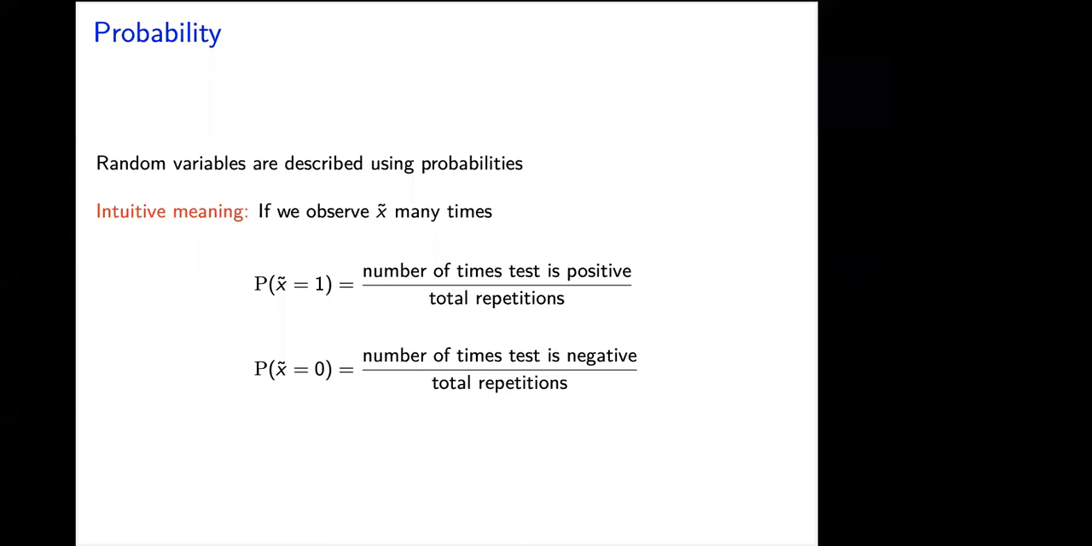So if we observe this random variable many times, then the probability that x equals 1 is going to be the number of times that the test is positive out of the total number that we sample of x. So we keep on repeating this sample, that's the total repetitions. And then there's going to be a probability that is approximately the number of times the test is positive versus the probability that the test is negative, or x tilde equals 0.